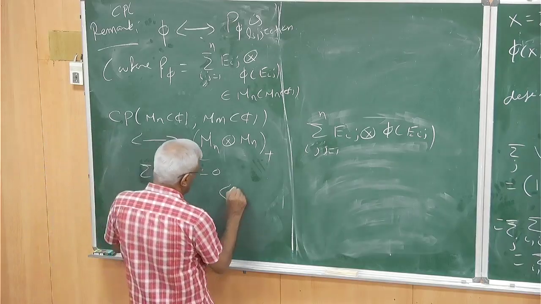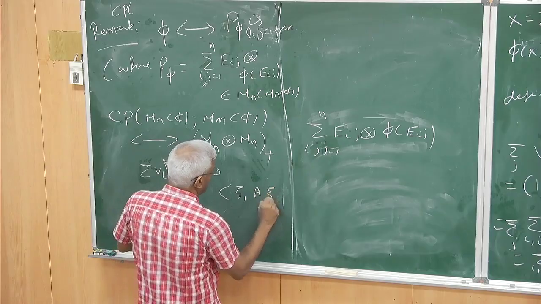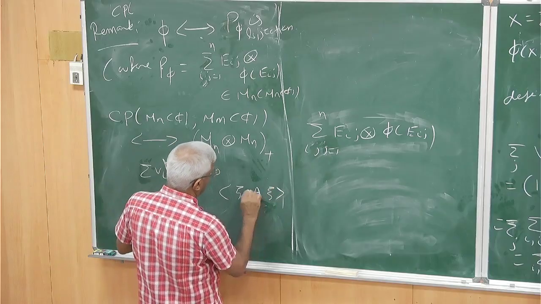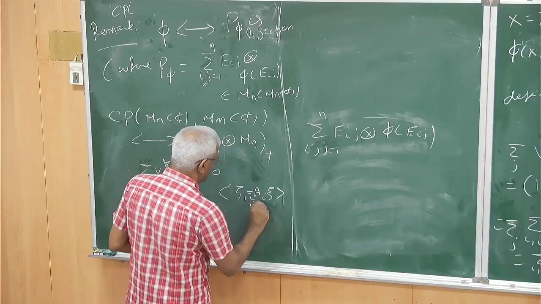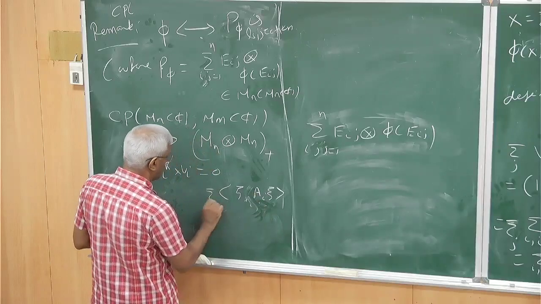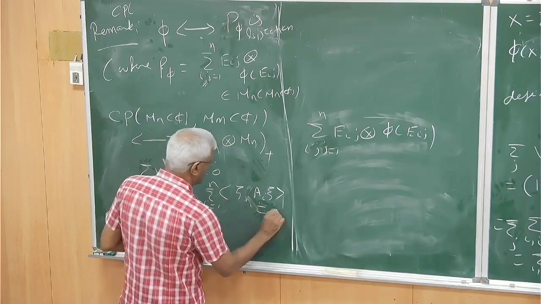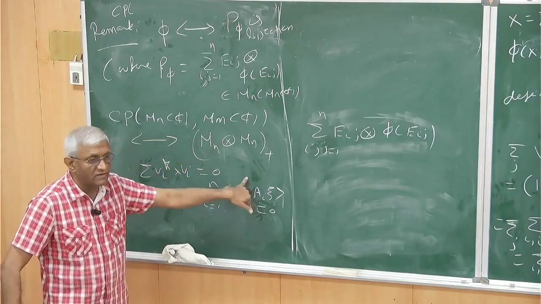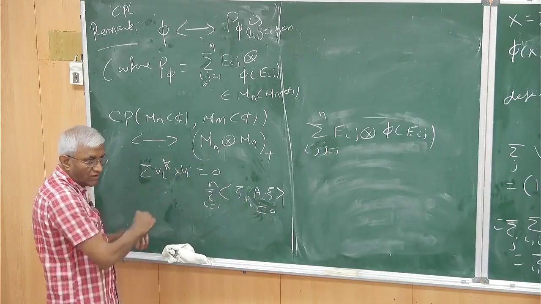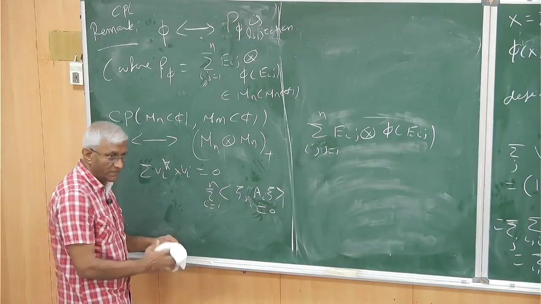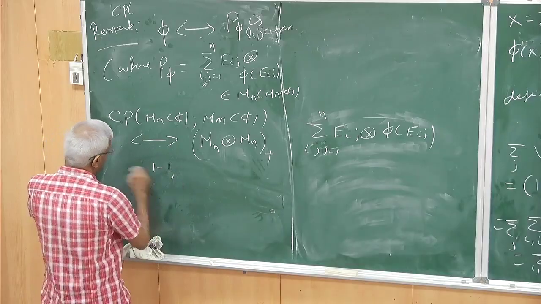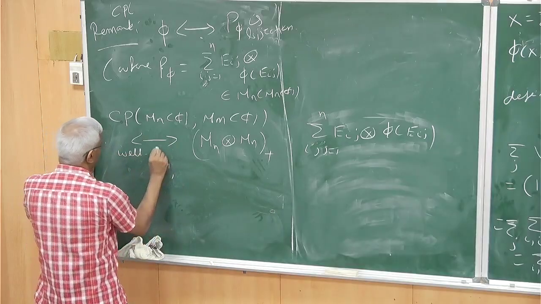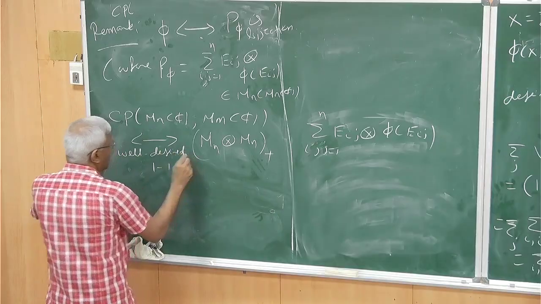That is because if each Ai is positive, the sum of Ai, i equal to 1 to N, these are all positive numbers, so you can take the sum outside. This is equal to 0 means each one is positive, so they have to be 0. So from that it follows. So it's clearly 1-1. This map is 1-1, well defined, and it's surjective.